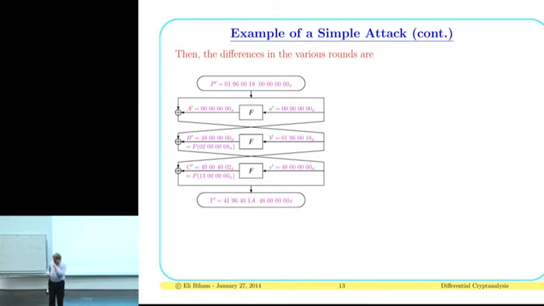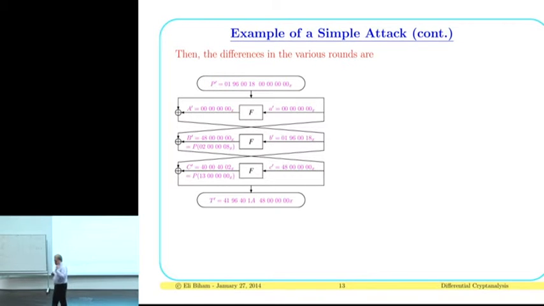So, let's see, we know, again, the ciphertext. We know both ciphertexts. We know the difference of the ciphertext. From the difference of the ciphertext and the difference of the plaintext, we successfully computed the output difference of the last F. And therefore, we found the output difference of S1 in the last round. On the other hand, from the same differences, we found the input difference of S1 in that round.